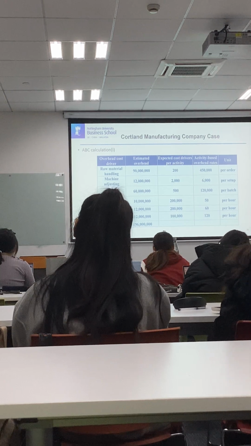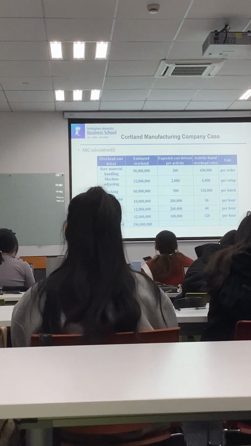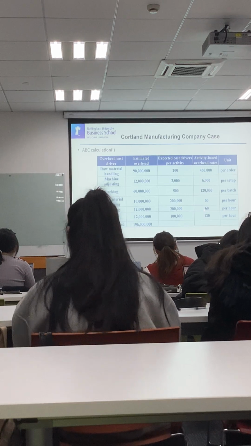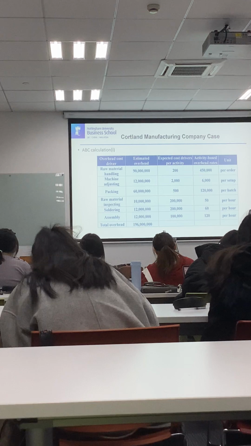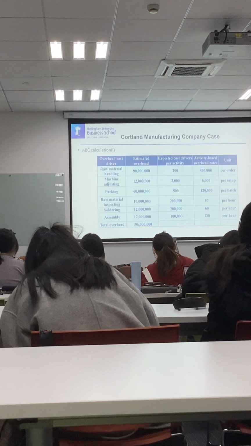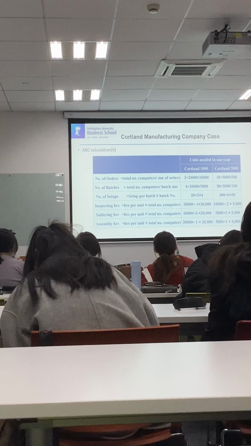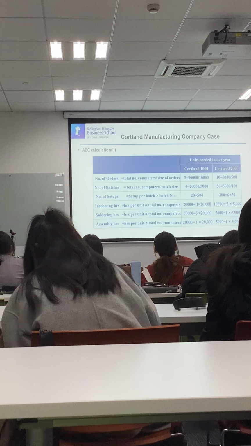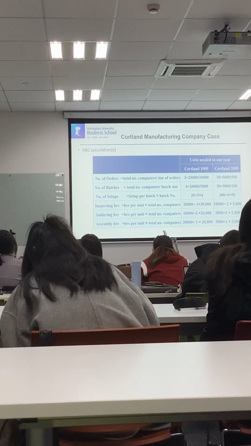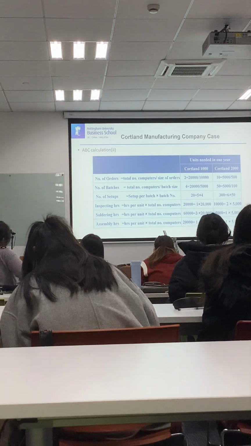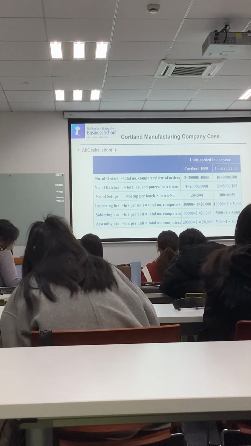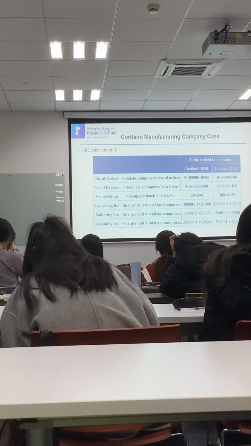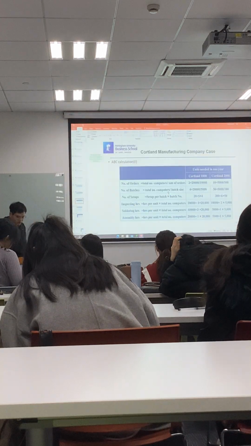Okay, so this is the cost rate. So in this line, this is the cost rate for each cost driver. And next, in addition to the cost rate, we also need to know how many, right? How many cost drivers? For example, how many orders the first type used, and how many benches the first type used.